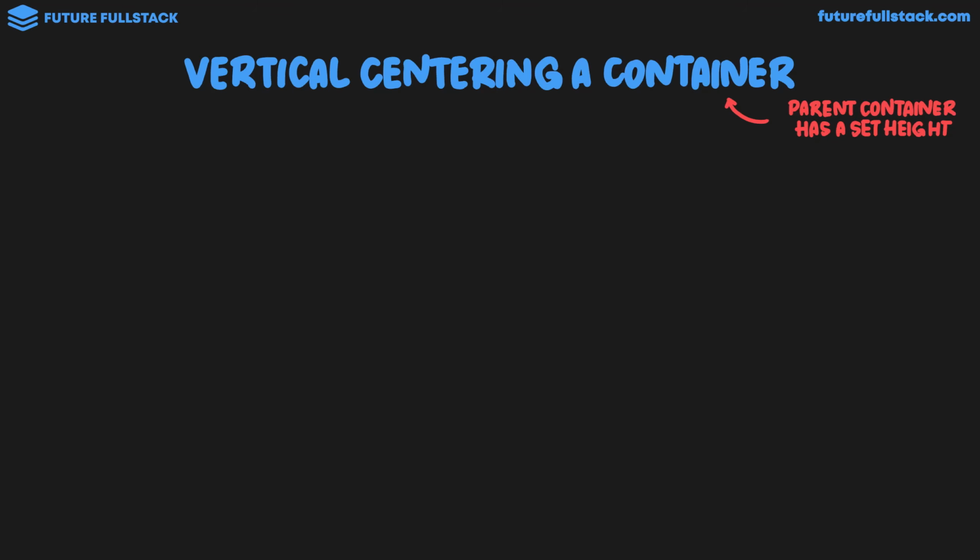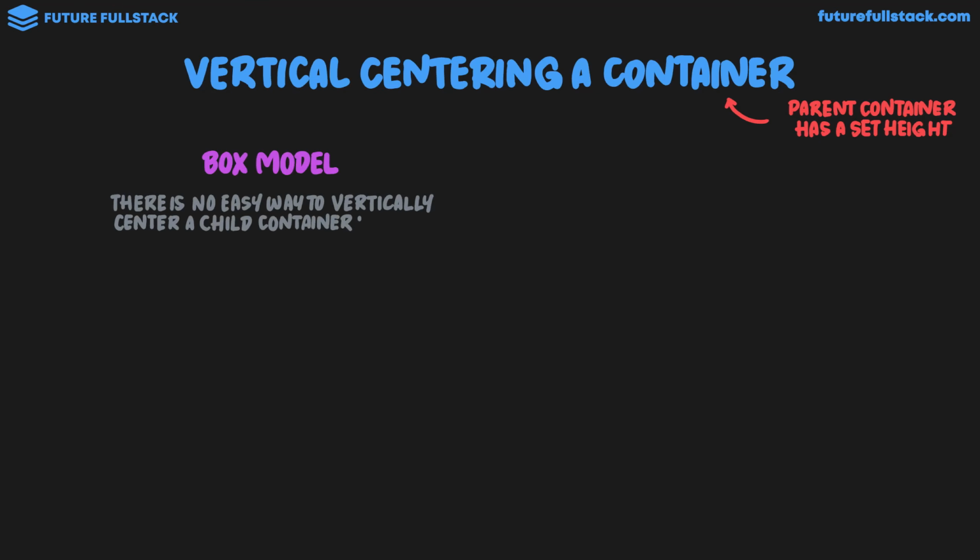Looking now vertically, if we don't set a height on our parent container, it means that the height of the parent container is being set by the height of the child container, which means that there's no space for our child container to move vertically. So looking first at how we can achieve this with box model, there actually is no easy way to vertically center a child container inside a parent container with a set height.